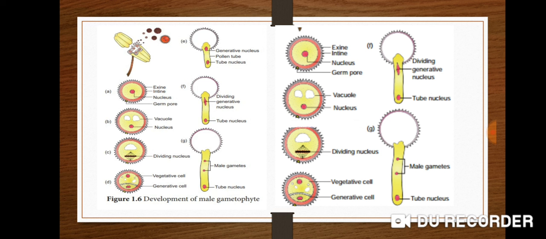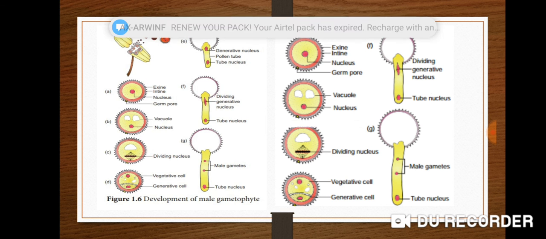Further development of male gametophyte occurs as the pollen grains reach the stigma. The intine of the pollen grain protrudes through one of the germ pores. It forms a delicate tubular structure called the pollen tube. It was first discovered by Amici in the year 1823. The pollen tube grows through the style. The pollen grain may be monosiphonous or polysiphonous.